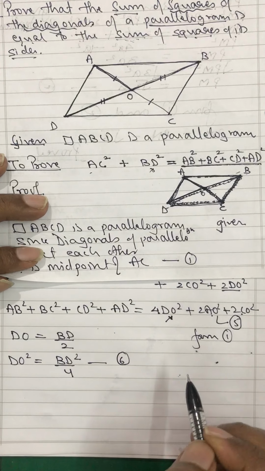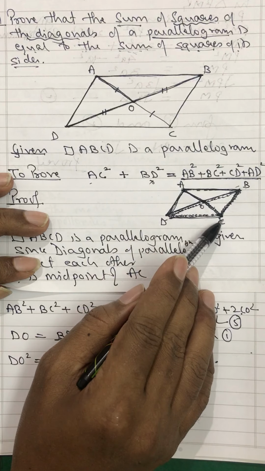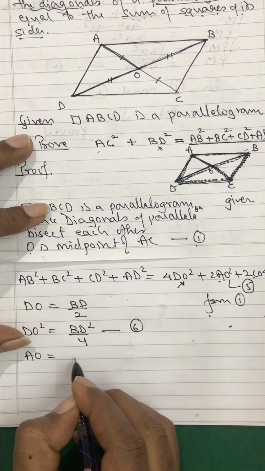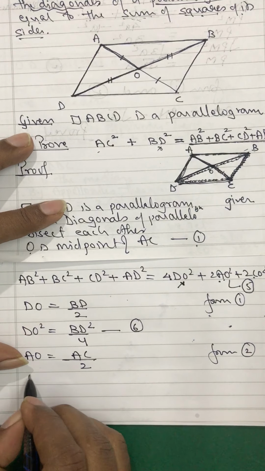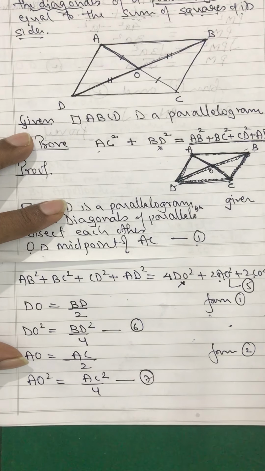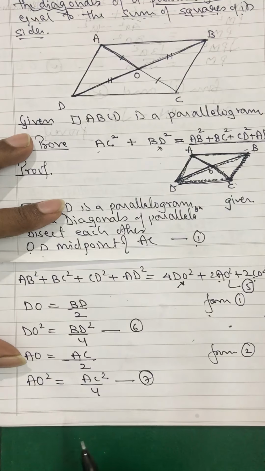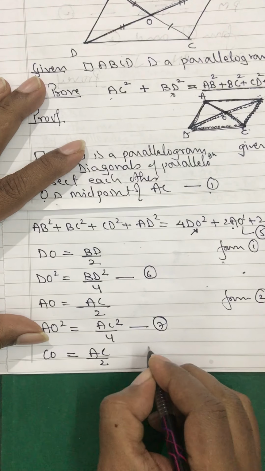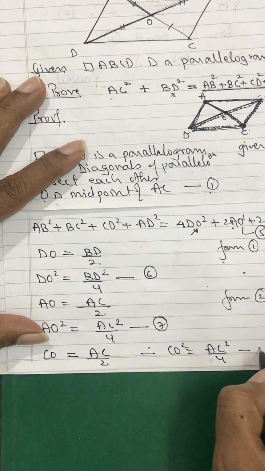So I have removed now this DO square. AO will be half of AC, right? Because I have proved over here in 1. The AO is equal to AC upon 2 from 2. So AO square is equal to AC square upon 4. This will be my 7th point. Now going to CO square. CO also will be half of AC. So CO is equal to AC upon 2. Therefore, CO square is equal to AC square upon 4. This will be my 8.